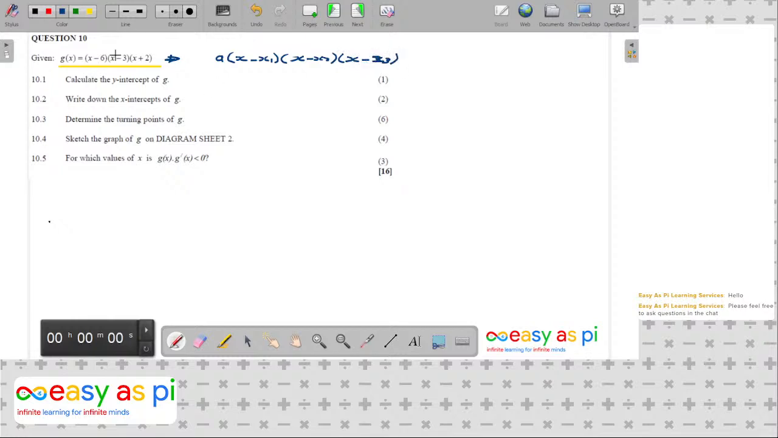Now we need to ask ourselves what the a value is here. What is the coefficient in front of the roots? It's 1, so a in this case is equal to 1. Because a is positive, this graph is going to go up, then turn down, and then go back up. Now I'm going to ask you to work through this.